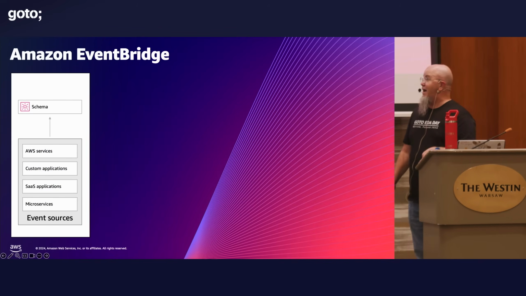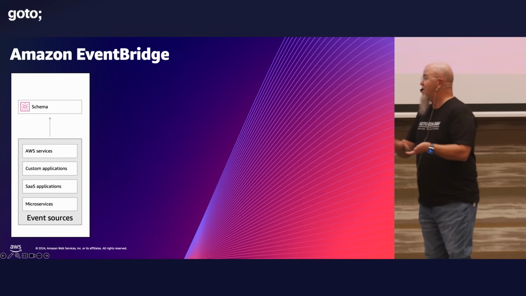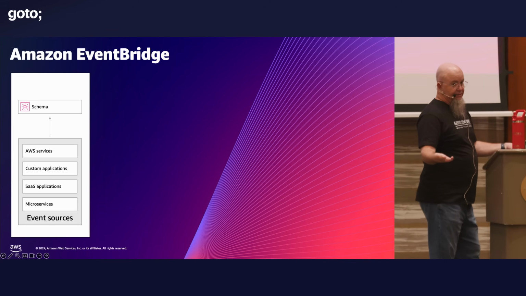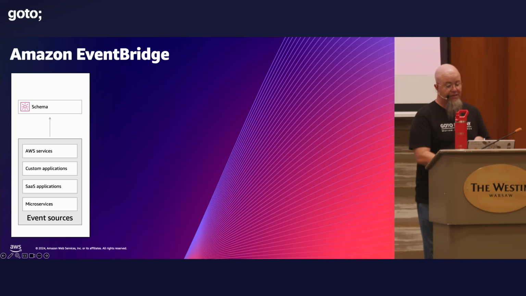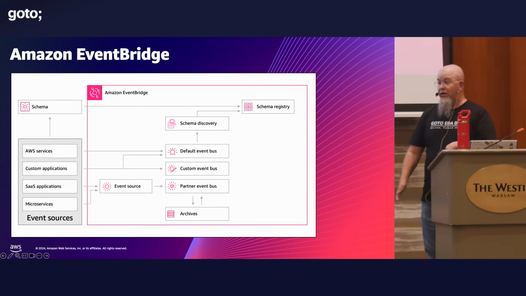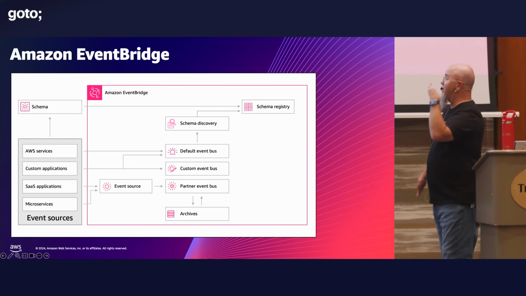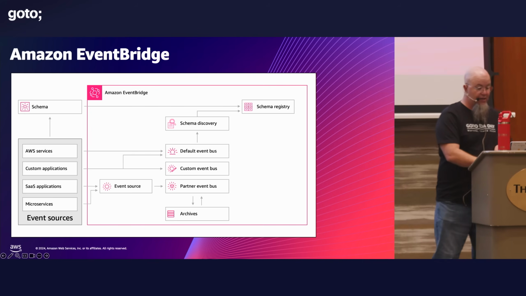So here's how it works. You have these sources. It can be partner sources, AWS sources, your custom applications, microservices, all kinds of things, right? They produce events. And when we get further into this, you're going to see more and more about events. They push them to the default bus or a partner bus or all kinds of things, but the bottom line is they're putting it on some kind of bus.